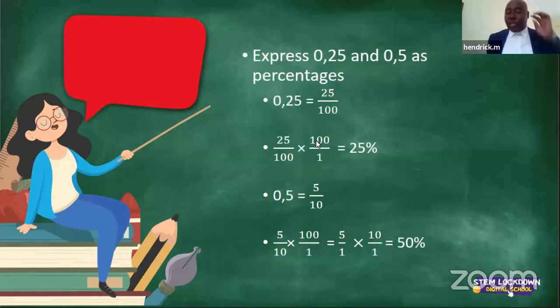And of course, we also came to express furthermore two decimal fractions, 0.25 and 0.5. We've expressed those as well as percentages. The first one being 25%, followed by 50%.